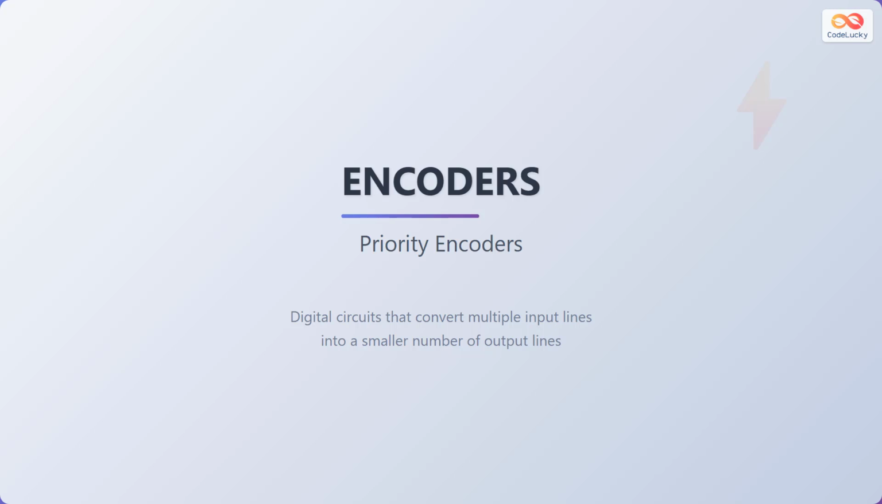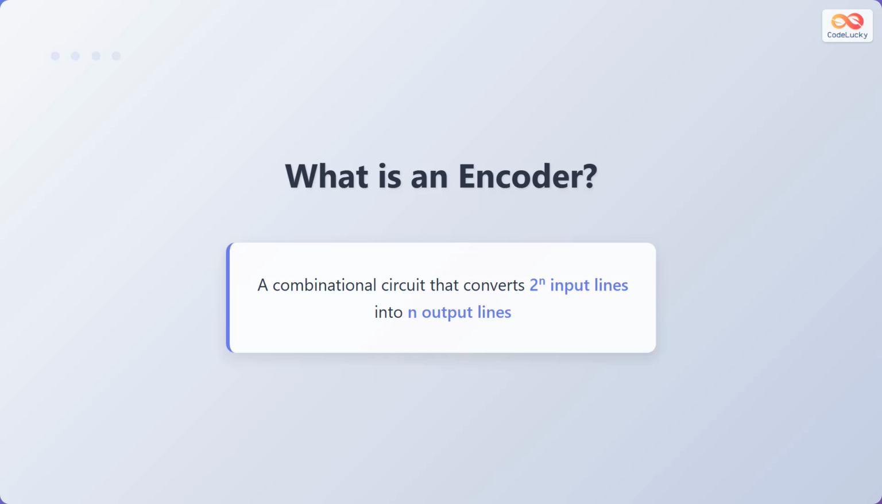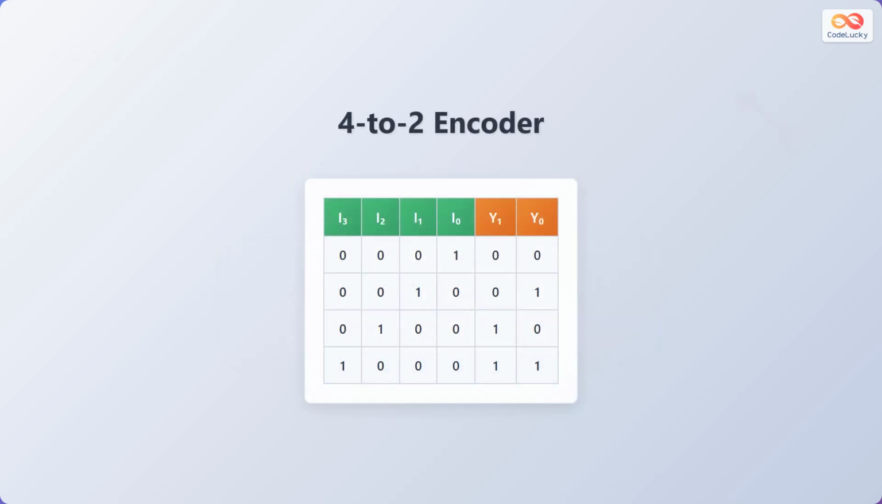Encoders, priority encoders, digital circuits that convert multiple input lines into a smaller number of output lines. An encoder is a combinational circuit that converts 2 to the power of n input lines into n output lines. A 4-to-2 encoder's truth table is shown here.